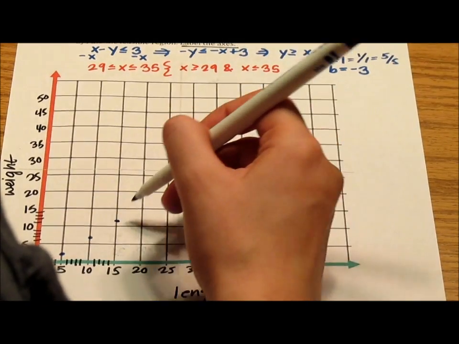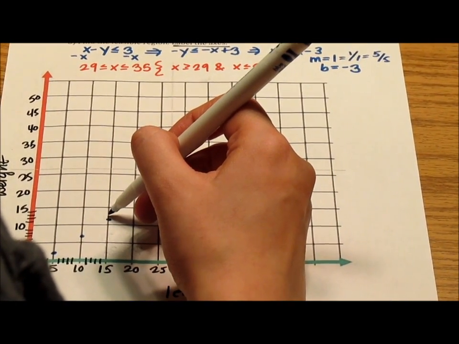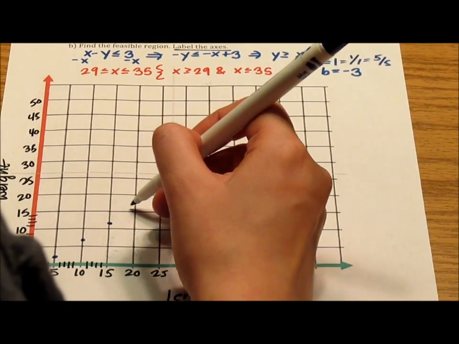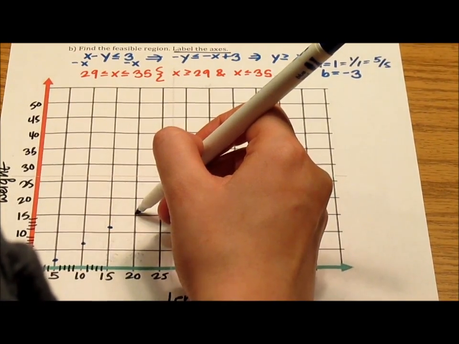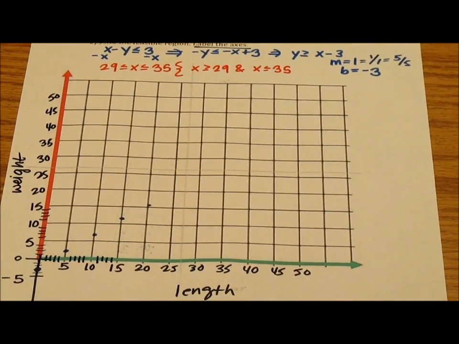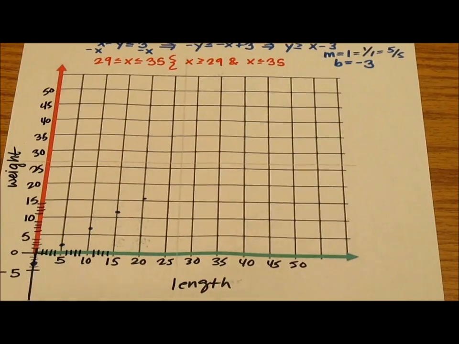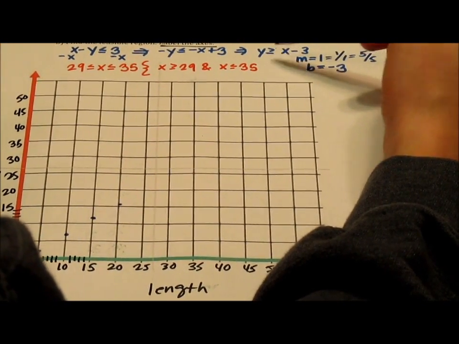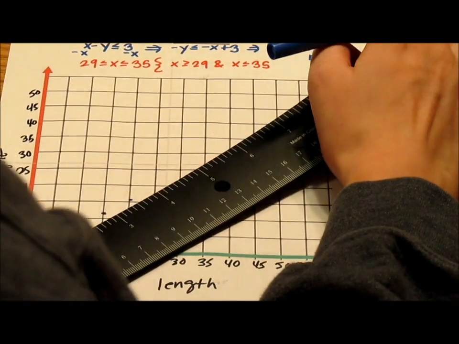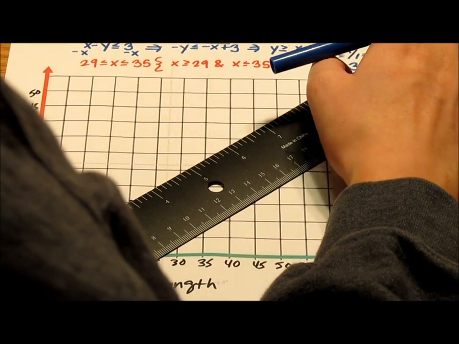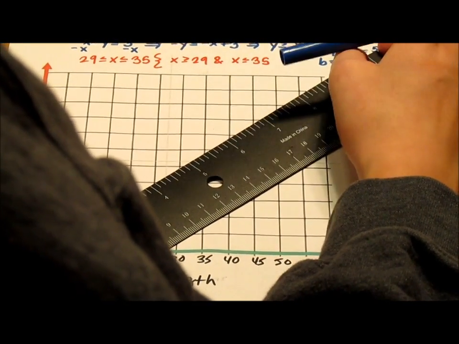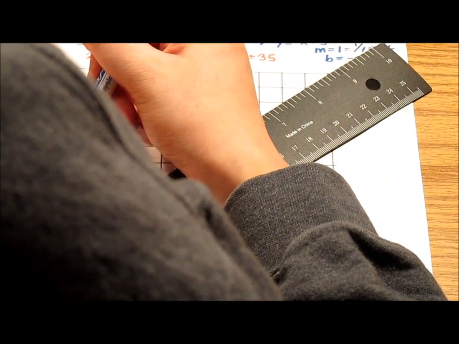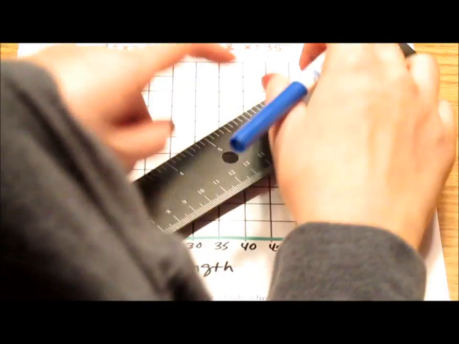And I'm going to draw another one. I have my 5 over 5 on my b at -3. So I'm going to draw a solid line because it's greater than or equal to. That equals to makes it a solid line. So draw a solid line from those points. It's going on forever, so I'm going to draw arrows at the end.